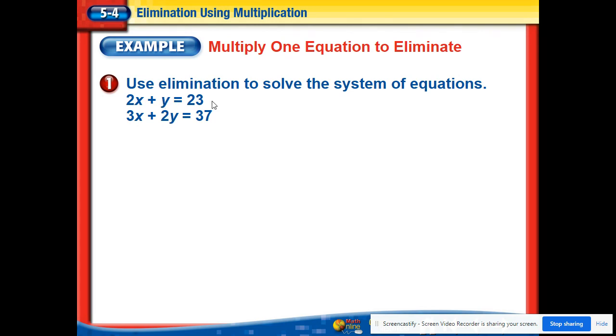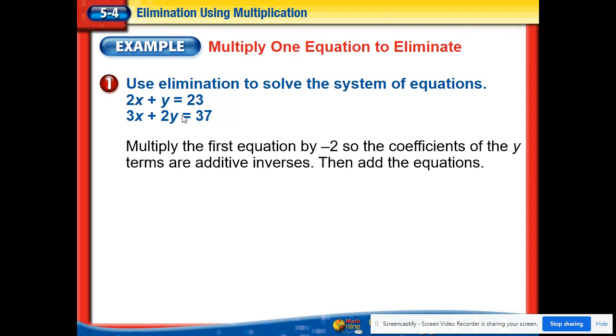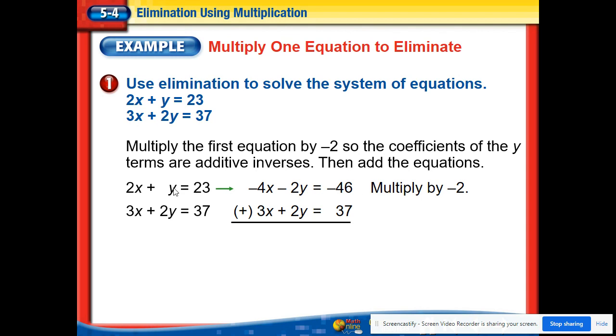To multiply the top, I would have to multiply by negative 2 to get a negative 2 in front of this y. So I'm going to take this first equation, and I'm going to multiply every bit of it by negative 2. So I get negative 4x, negative 2y, and negative 46. And what that does is create this situation where the y's are opposite. That's what I want to do. That's how I have to get it to eliminate.